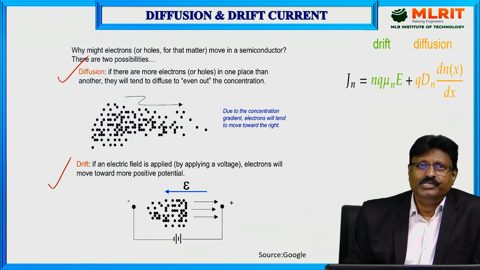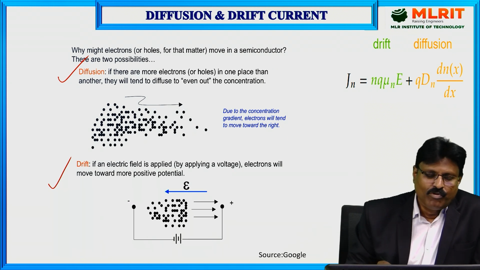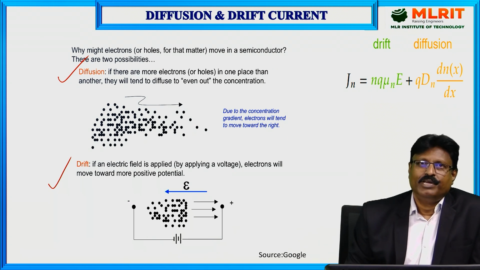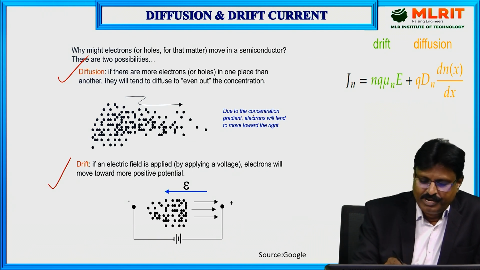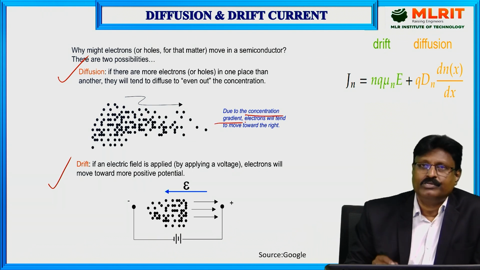So the diffusion phenomenon will occur in the PN junction diode without applying any external biasing voltage. It occurs inside the device when there is a concentration gradient. What do you mean by concentration gradient?